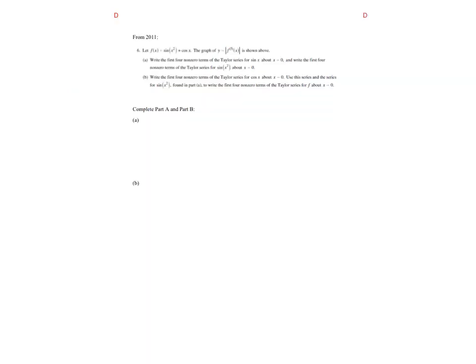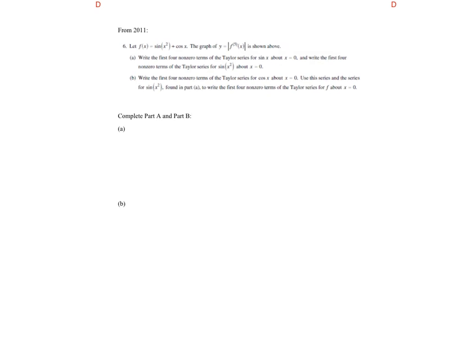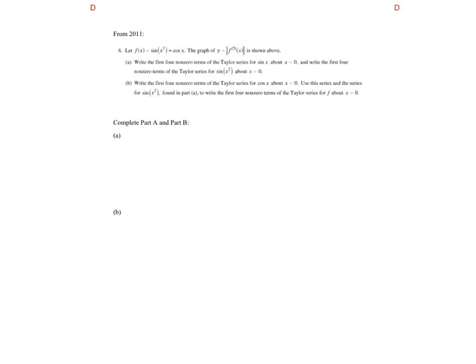All right, here's our last one, part D. Let f be sine of x squared plus cosine. The graph of y, the 5th derivative of x, is shown above. I don't see that anywhere, so we'll have to see what's going on with that one. Write the first 4 non-zero terms for sine.